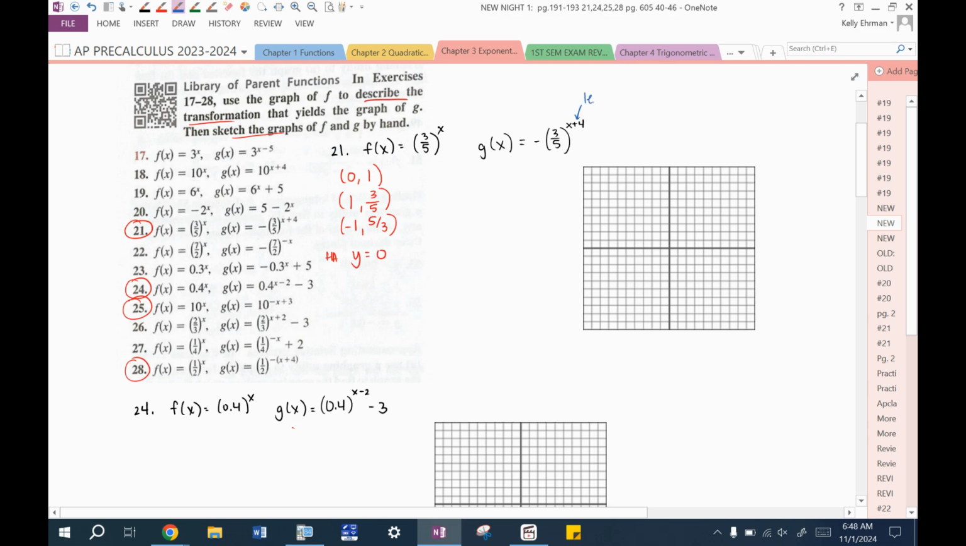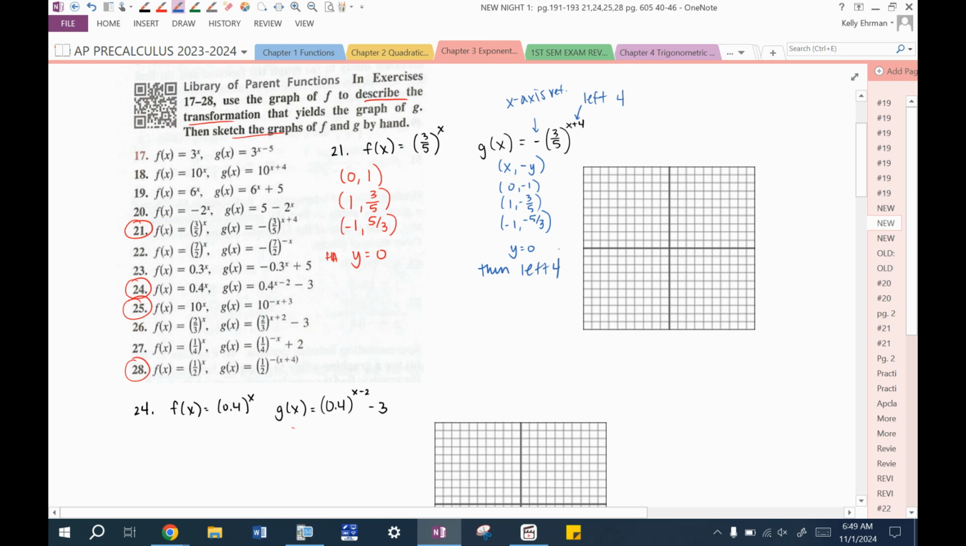So the +4 is left 4, and the negative out in front is an x-axis reflection. I guess I'm supposed to list this. And so remember, do the reflection first. So that means that x-axis reflection means every y gets multiplied by -1. And then after you reflect, you'll go left 4. So these points are going to become (0, -1), (1, -3/5), and (-1, -5/3). When you multiply y equals 0 times -1, you still have y equals 0. And then you're going to go left 4.